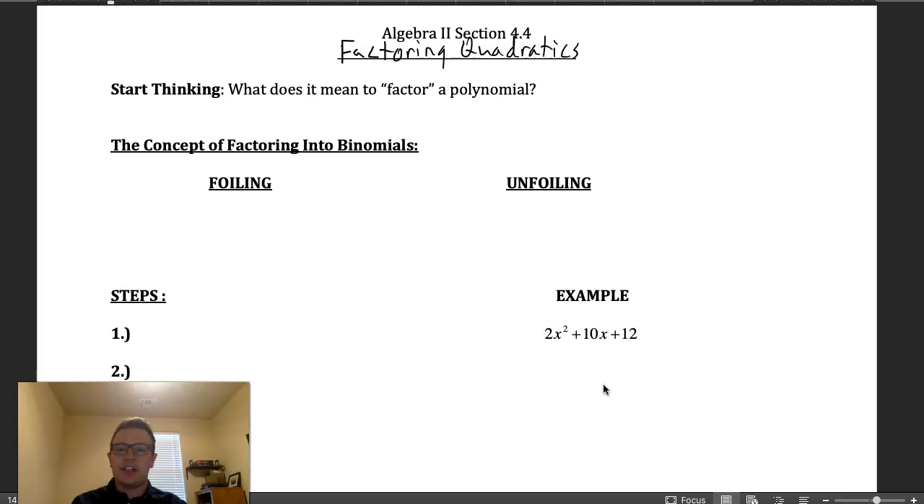Welcome back, folks. Today we're going to be covering some familiar ground, and that's factoring quadratic equations. So let's start out by asking ourselves, what does it mean to factor? The way we're going to be explaining factoring is removing like terms, or removing parts of like terms.